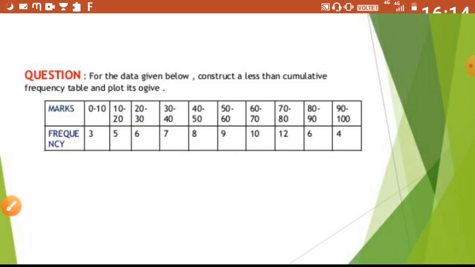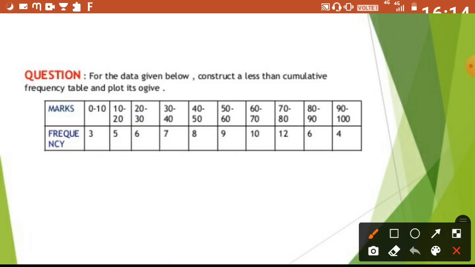Fine. And I was talking about frequency, right? So what is the frequency actually? 0 to 10, 3 means what? In between 0 to 10 there are 3 students who have obtained marks in between 0 to 10.